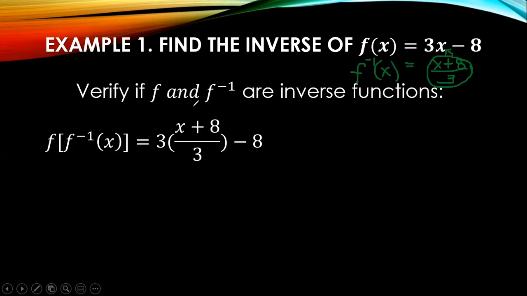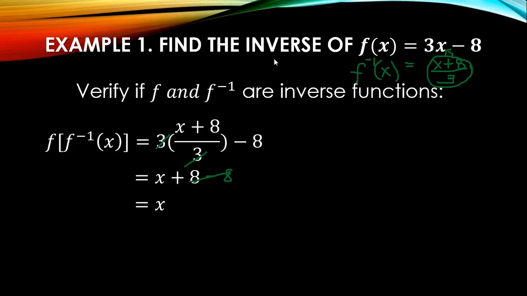Okay? So, yun po yung nangyari dito. So, 3 times x plus 8 over 3. So, yun na yung napansin nyo, no? Napalitan nun yung x lang dati. And then minus 8. So, cancel out si 3. Matitira ay x plus 8 minus 8. And that will be, ang sagot ay magiging x. Okay, hindi pa po tayo tapos.